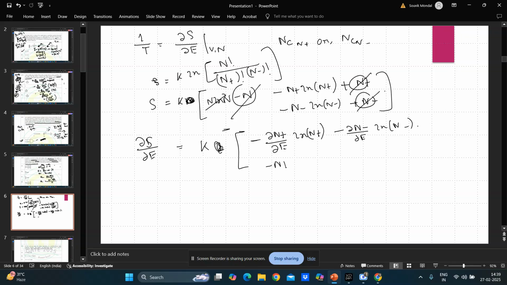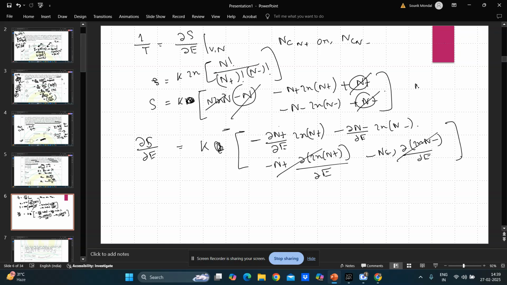Minus n plus, and if you do del log n plus, okay, so let me write it properly. Del log n plus del e minus n minus into del log n minus del e, right? So if you calculate, these two terms will exactly cancel each other. One will give you plus E by epsilon, and another will give you minus E by epsilon. So your only contributions are coming from these two terms.